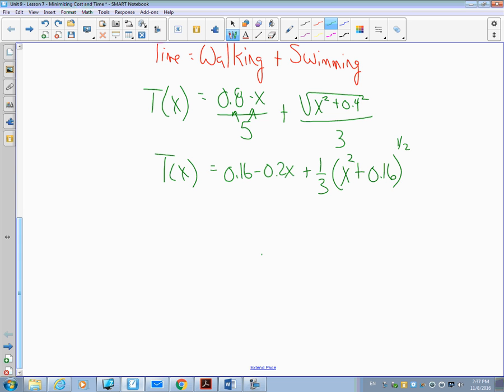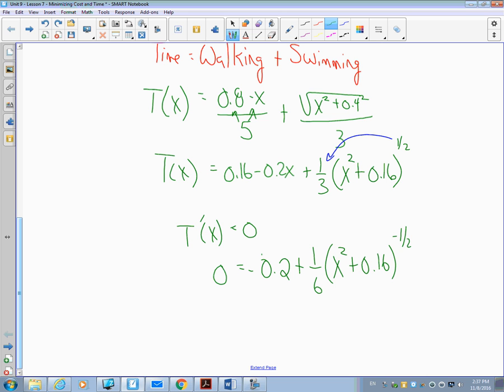If I want to minimize my time, I want to take the derivative and set it equal to 0. So let's take that derivative. The 0.16 will be gone. I'll be left with negative 0.2. I'll have 1/2 times 1/3, which is 1/6, times x squared plus 0.16. Gotta subtract the 1, so minus a half now, times the derivative of the inside, which is 2x.